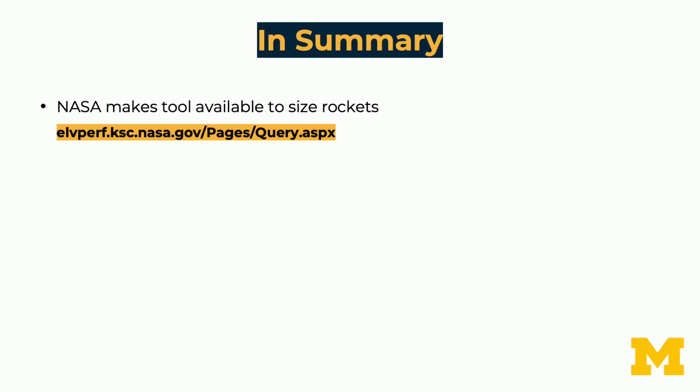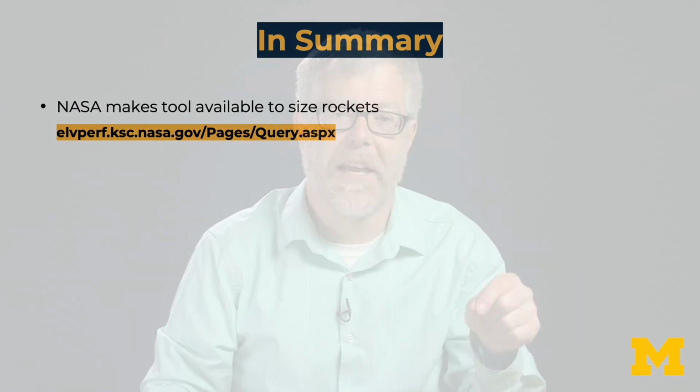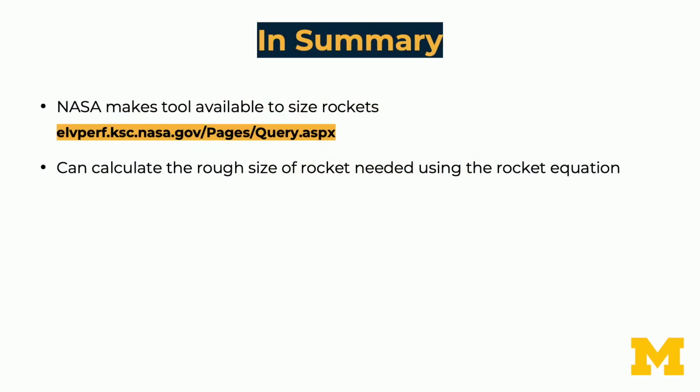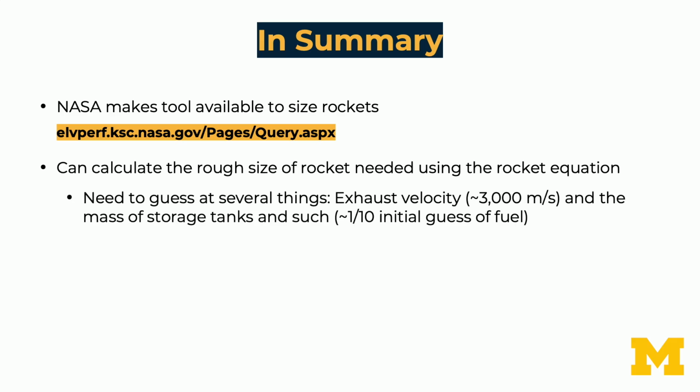We can just go to this tool and we can plug in some things and it will tell us what rockets actually to use. But if we don't use this, then we can roughly calculate the size of a rocket using the rocket equation. We need to guess at several things here. The exhaust velocity is the first thing. And then we need to guess at the mass of the storage tanks and engines and all of that stuff. When we estimated that as 1/10 of the initial guess of the fuel, that is totally a guess. And it just allows us to estimate the size of the rocket.